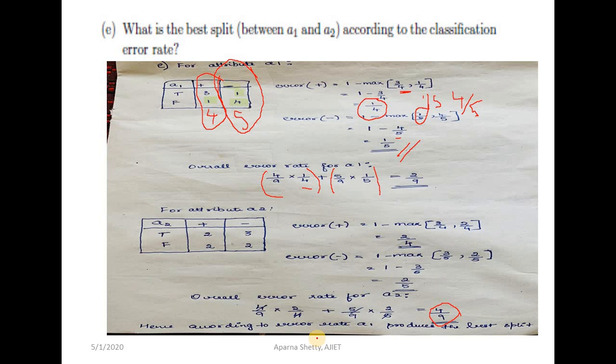Now, according to error rate, A1 produces the best split. Remember, the impurity measure should be small, but the gain should be high. Where the impurity measure is small, that is the best split. Where the gain measure is high, that is the best split. So, here according to error rate, since A1 has a small error rate, that is 2 by 9, A1 produces the best split. Compared to 4 by 9, 2 by 9 is small. So A1 produces the best split.